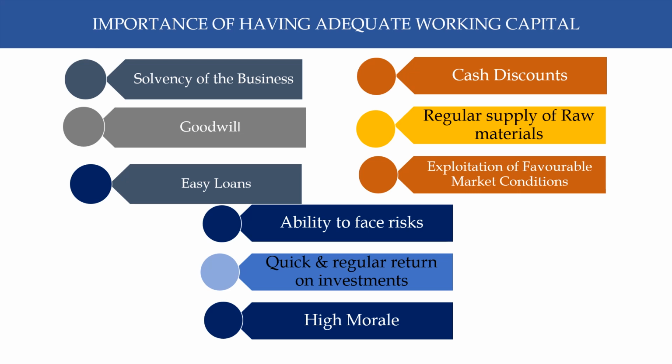Next advantage is exploitation of favorable market conditions. So when we have an adequate amount of working capital, we can exploit favorable market conditions, such as purchasing requirements in bulk when the prices are lower and holding inventories for higher prices. Next merit is ability to face crisis. So definitely we'll be able to face a crisis without any difficulty since we have an adequate amount of working capital.